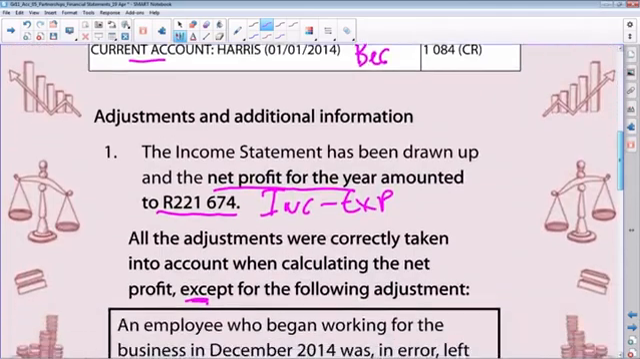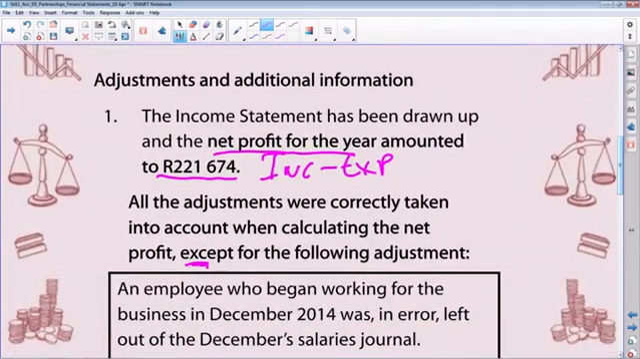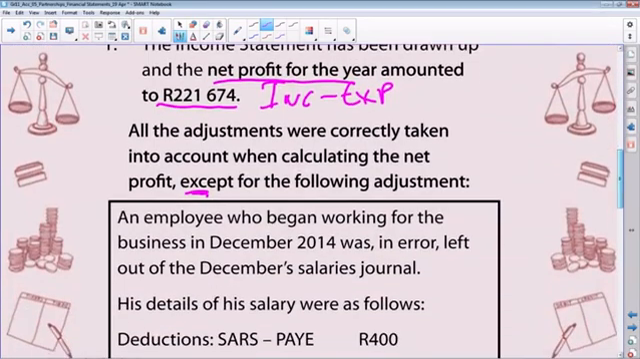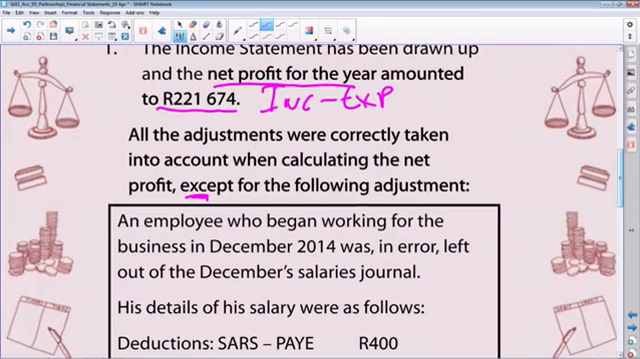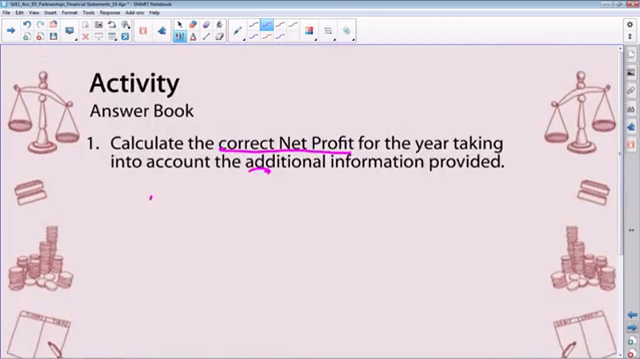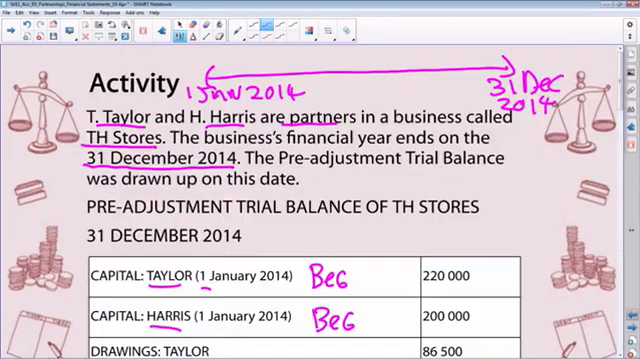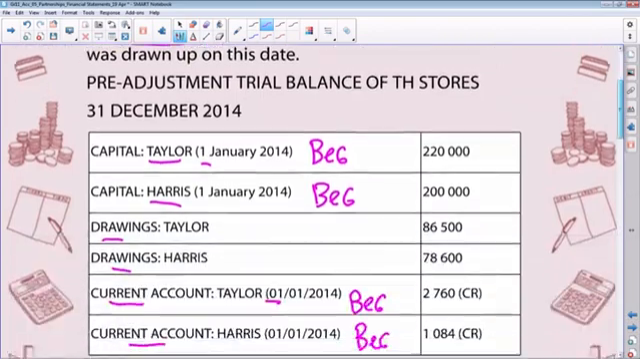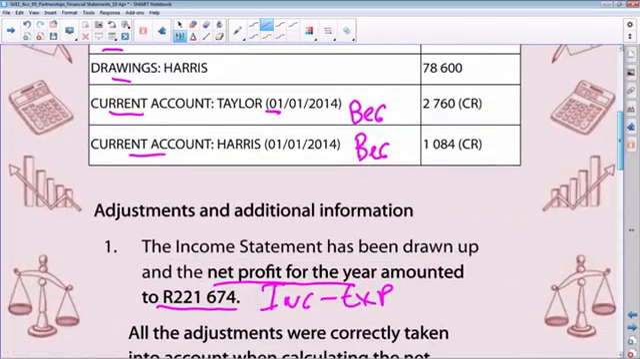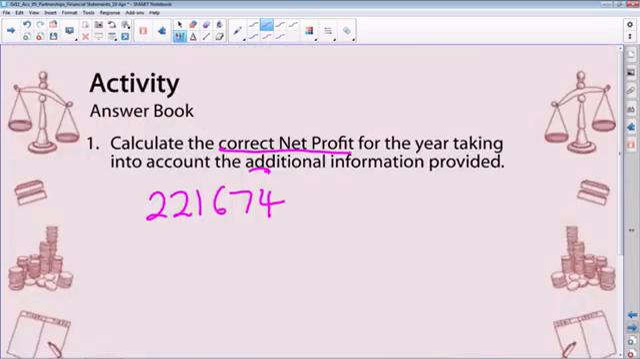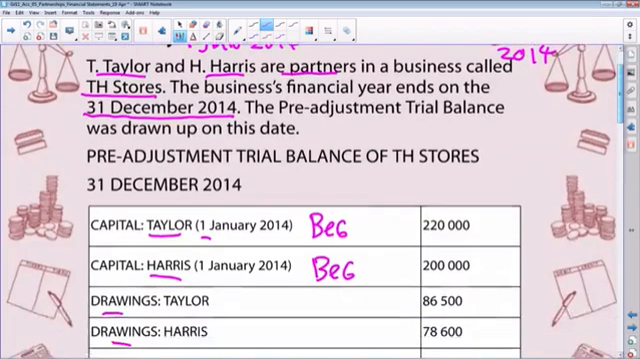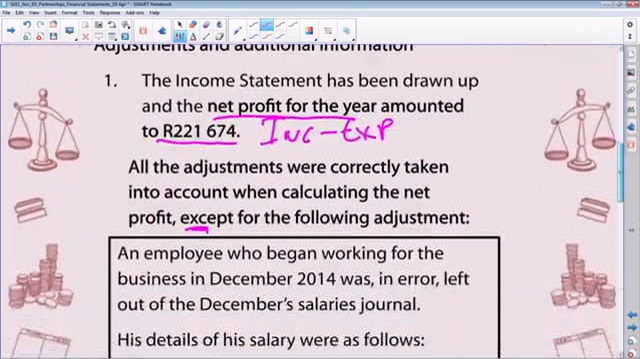Let's just quickly find that. So our net profit, 221,674. Okay, so I'm going to quickly write that in my answer sheet. The net profit, 221,674. Let's just double check that. Okay, 221,674. So that's correct. And now let's take into account that additional adjustment.